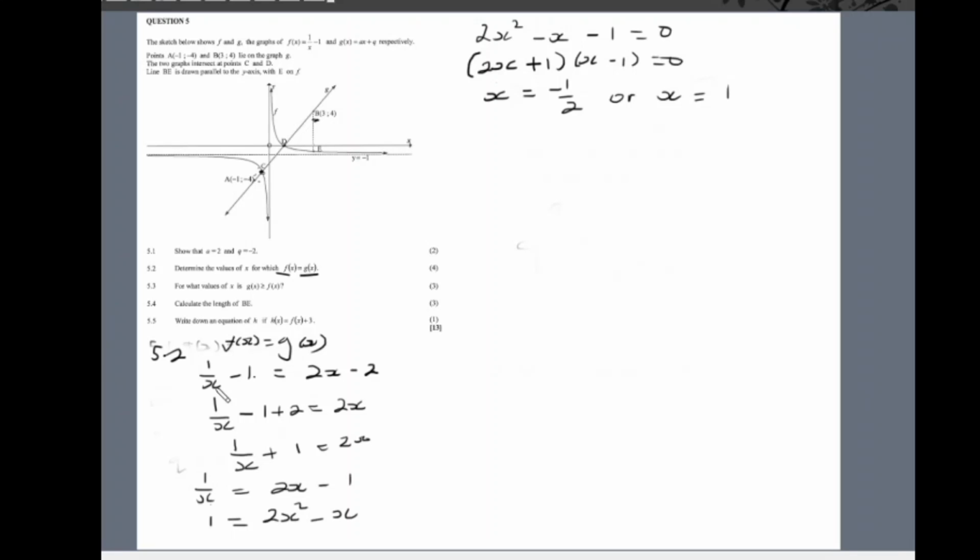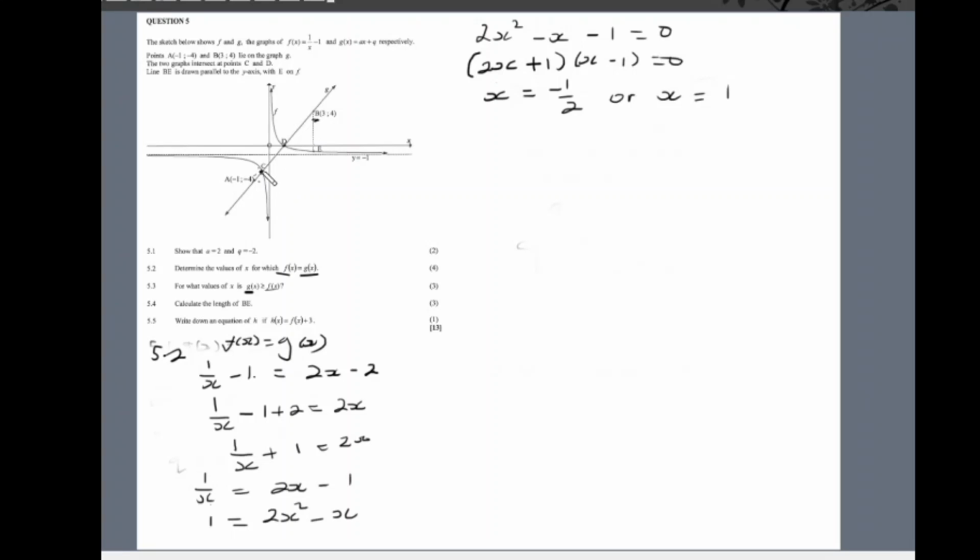Okay, so 5.3, we need to look at the values of x for which the graph of g is greater than the graph of f. So from the diagram, where is the graph of g greater than the graph of f?